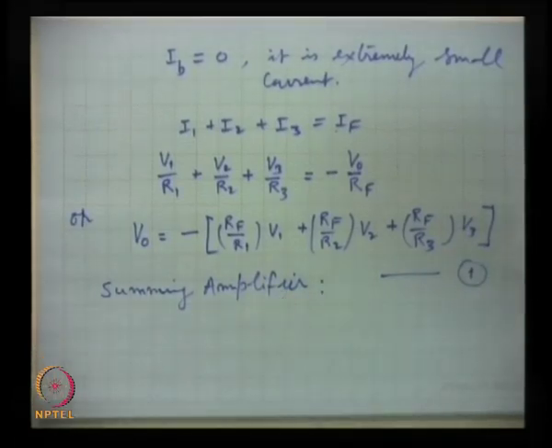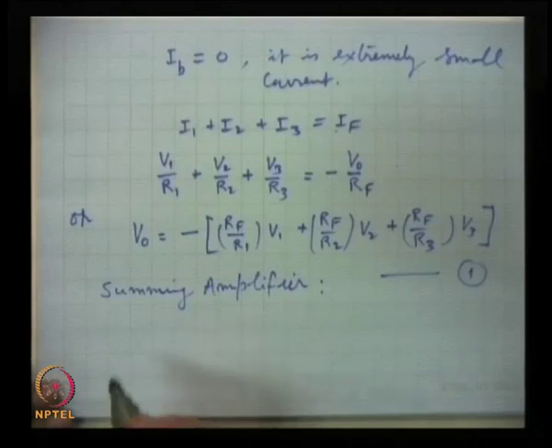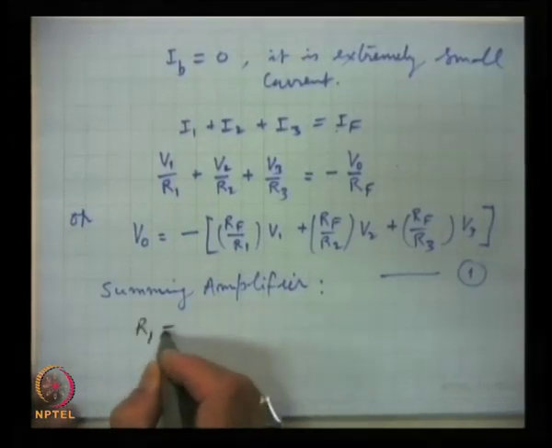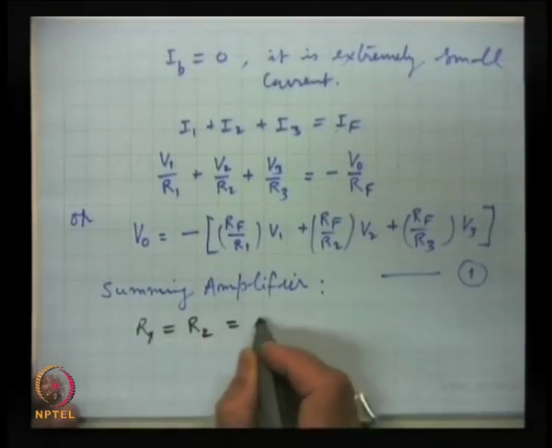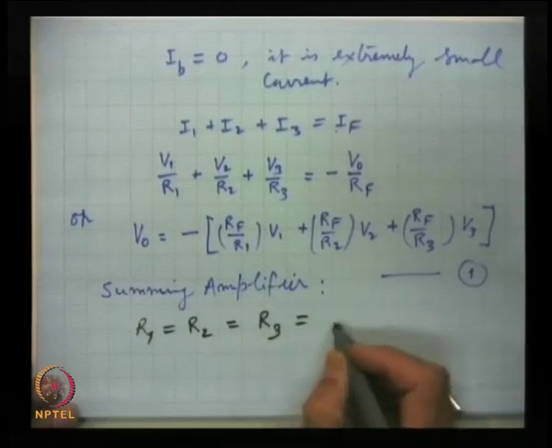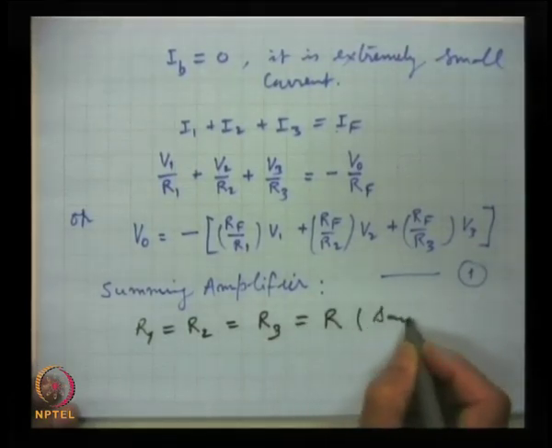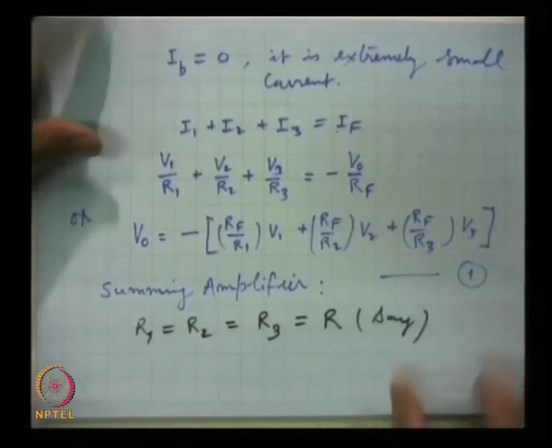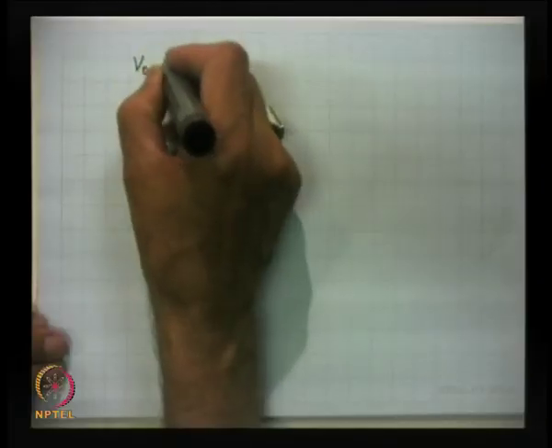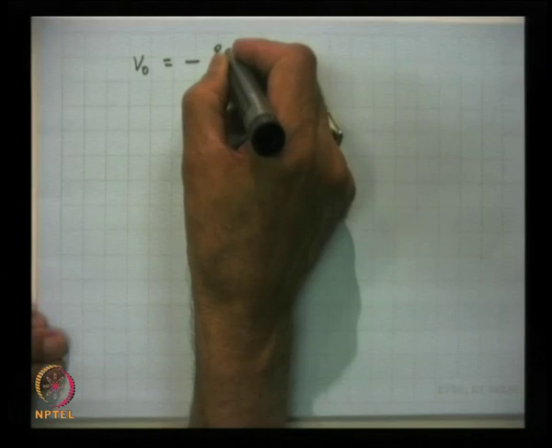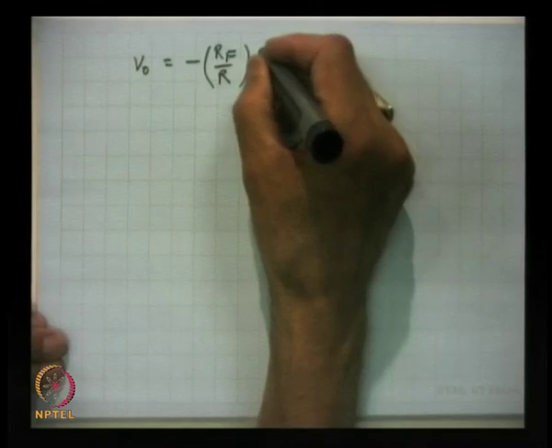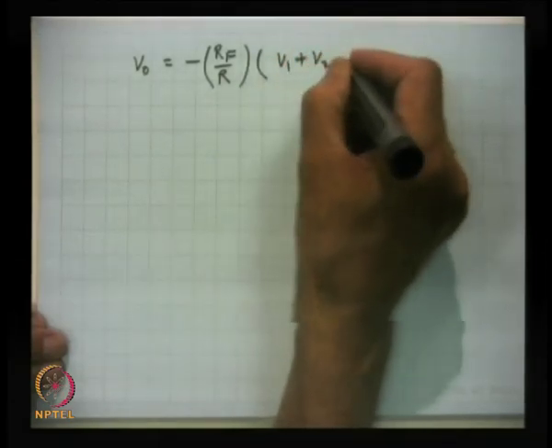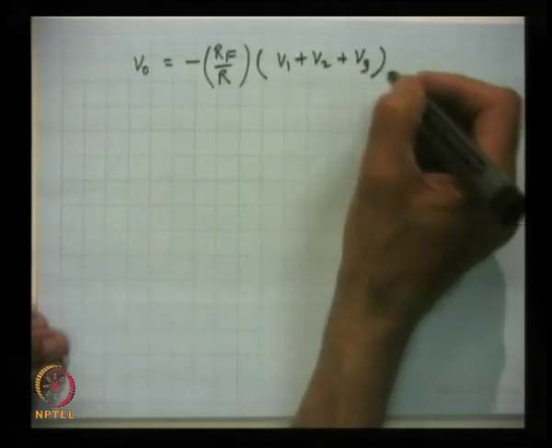Summing amplifier. In this equation 1, if we choose R1 equal to R2 equal to R3, say this is R, then what we have is this: V0 is equal to minus Rf by R into V1 plus V2 plus V3.